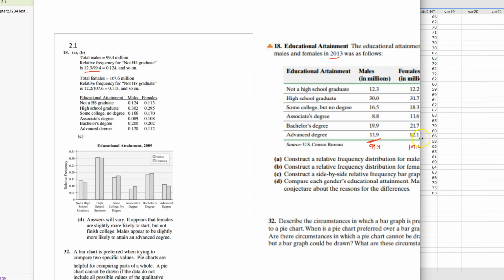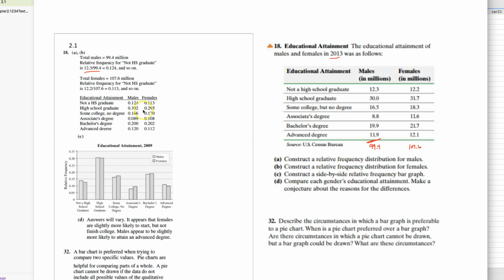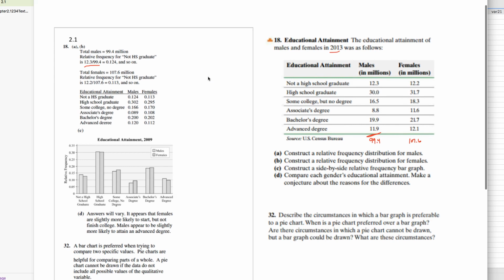To zoom in a little bit more here. As we look into the solutions here, this is where these values come from. And relative frequency has to do with the decimal version. If you're going to convert it to a percent, then you would multiply this by 100. And we would say 12.4% of males are not high school graduates. And the same thing, 11.3% females.